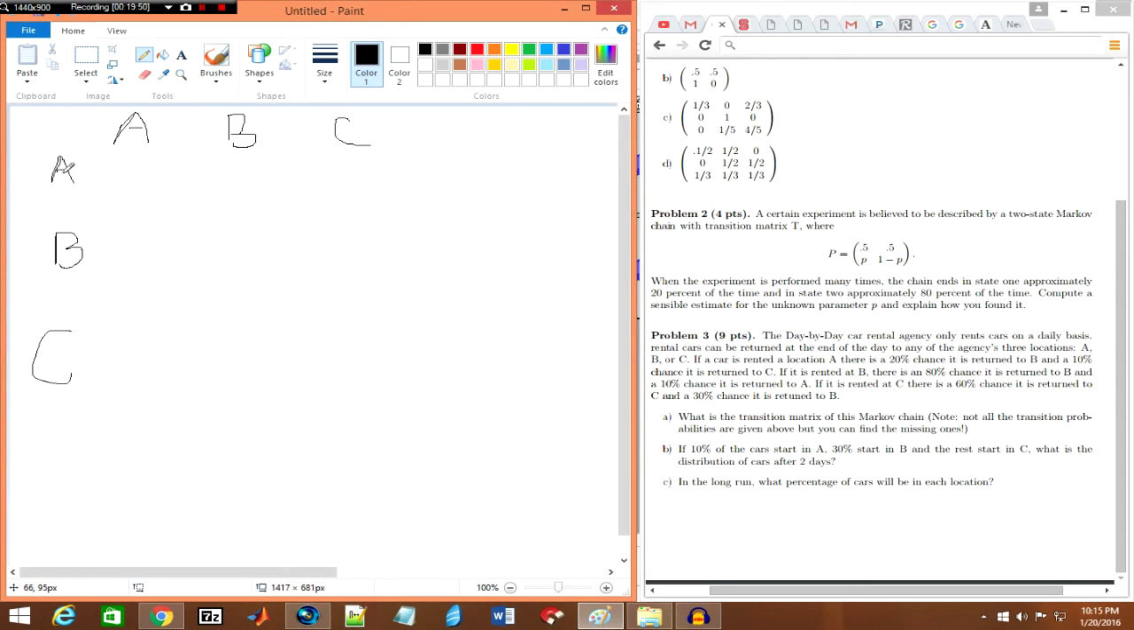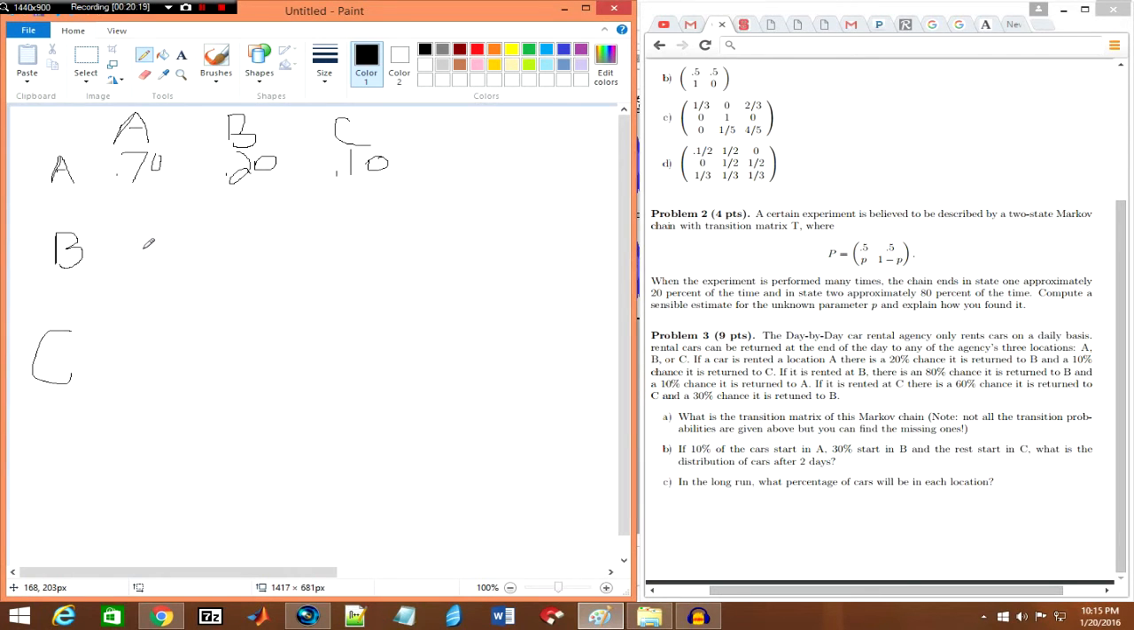Alright, and the probability that it goes from state A back to state A is not given to us. But it is given to us that it's a 20% chance that it will be returned to B if it's from state A. It's also given to us that it's a 10% chance it will be returned to C. Therefore, this has to be 0.7 or 70%, because it needs to add up to 1. The row does.